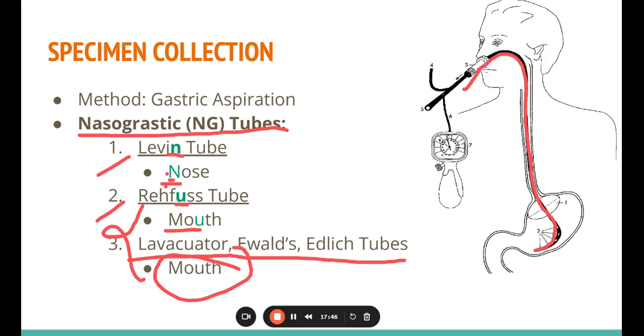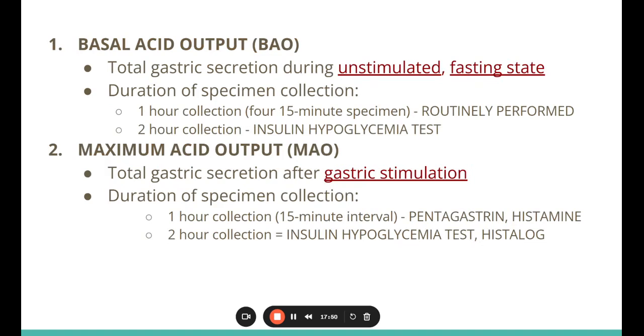Okay, so after the acid is aspirated, the following are to be determined. We have the BAW and the MAO. The BAW stands for the basal acid output, while the MAO stands for maximum acid output. So first, we have the BAW. The word basal means in the morning. So usually, in the morning, that is fasting state or from sleep. So this means that the BAW is the total gastric secretion during unstimulated fasting state.